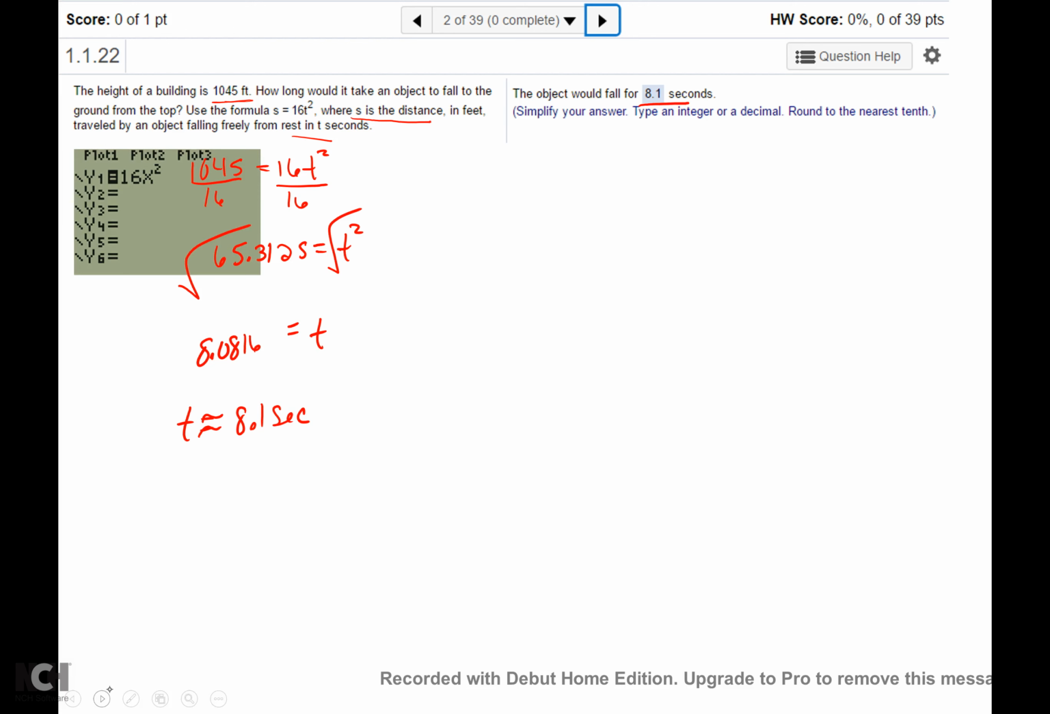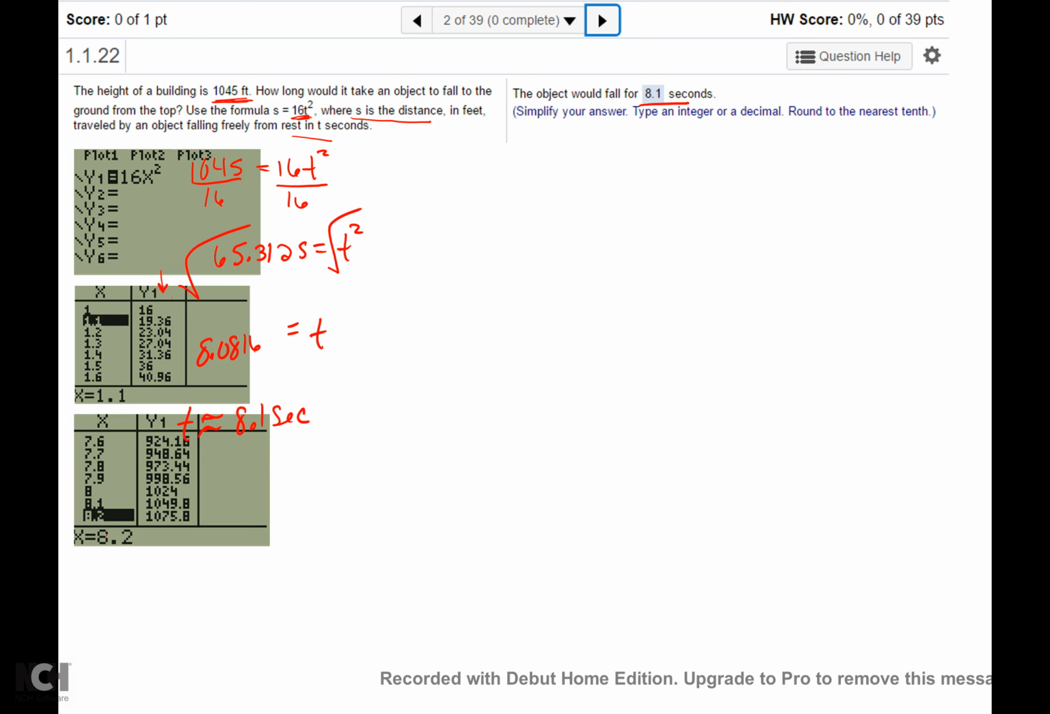All right. And I could just type it in, 16x squared. You can't use t because the calculator understands y and x. So I can plug that in, and then I can go look through my table until I get up to a height. I'm looking for 1045 in this column, which from 1 to 1.6, I didn't get there.